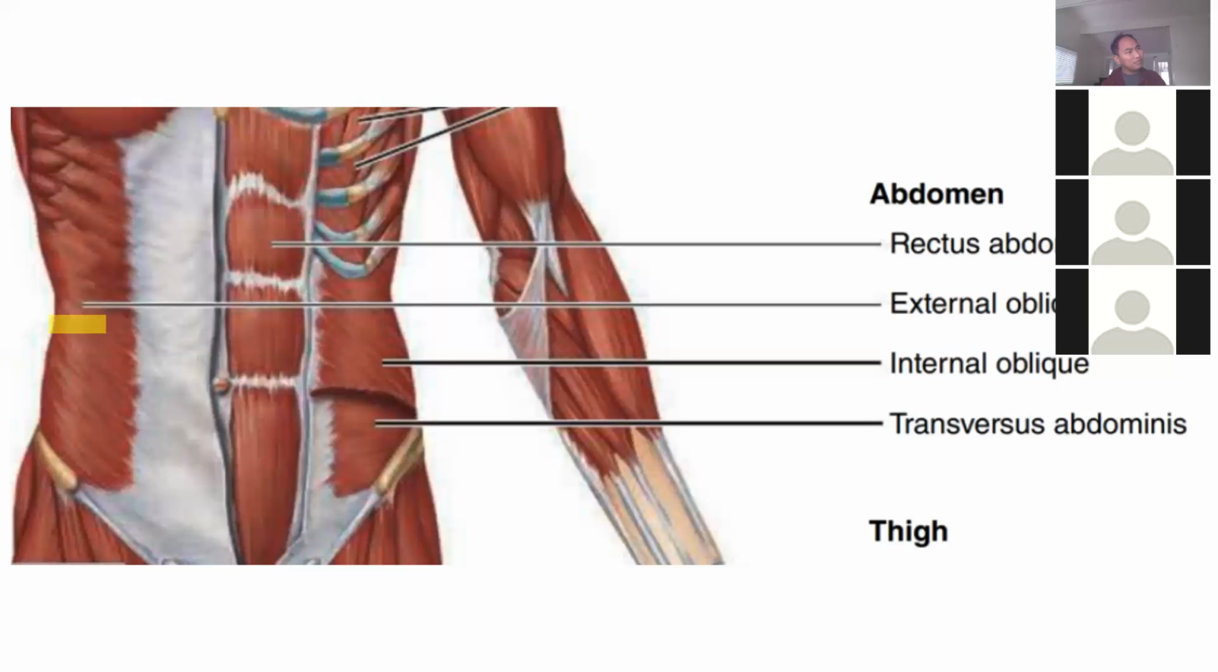Right, so these aponeuroses, we will have three: the aponeurosis coming from the external oblique, the aponeurosis coming from the internal oblique, and the aponeurosis coming from the transversus abdominis. These three aponeuroses will make a mesh close to the midline.